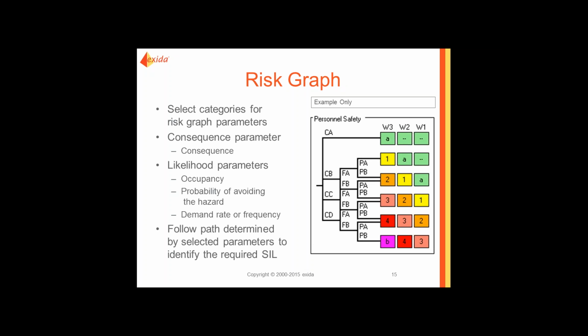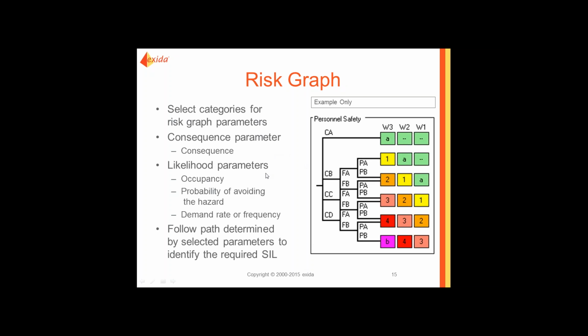So when you look at a risk graph, you can see here, in this instance, we're looking at the personnel safety, but you could look at all three, and you have the ability to look at all three on the same graphs at the same time. So what we do here is we select the categories for the risk graph parameters, and we have a consequence parameter. Now, just to recap, risk, of course, is a combination of the likelihood and the consequence. How often is it going to happen, and what will happen if it does?